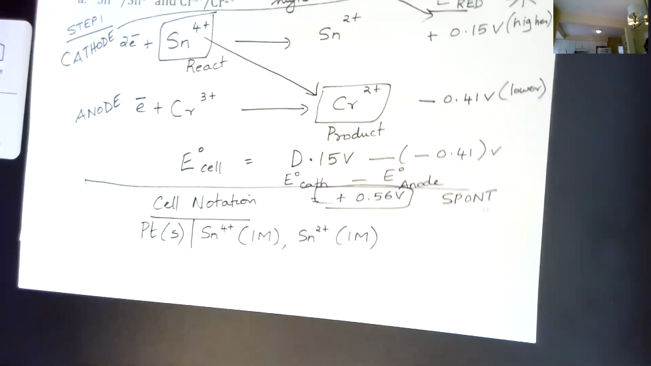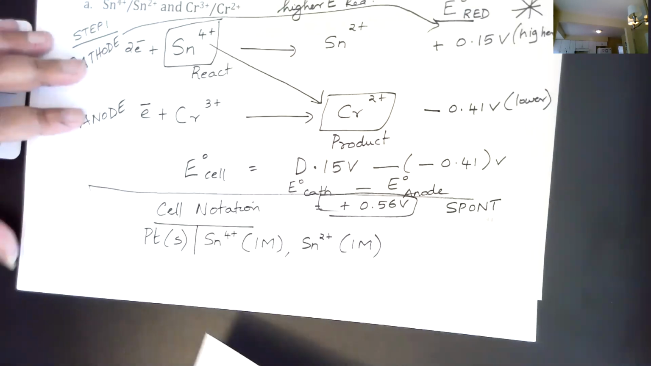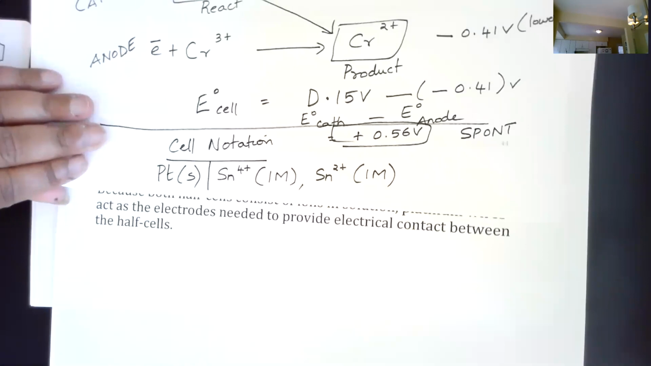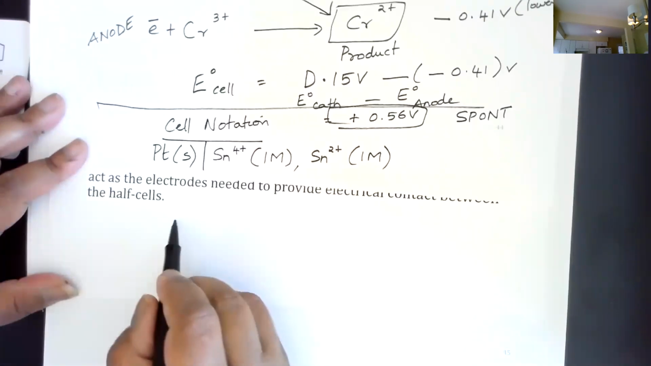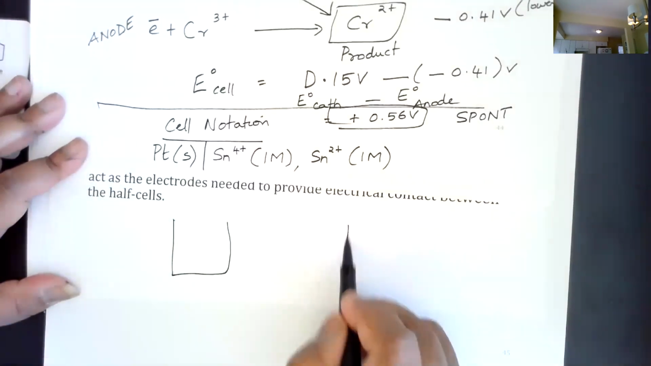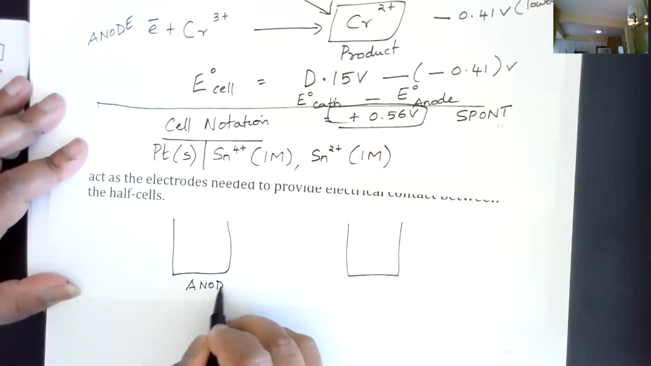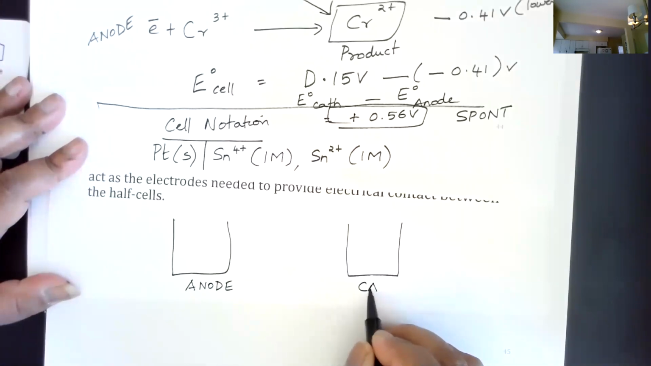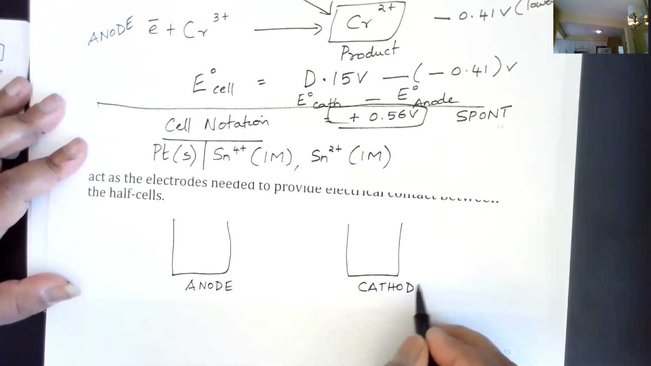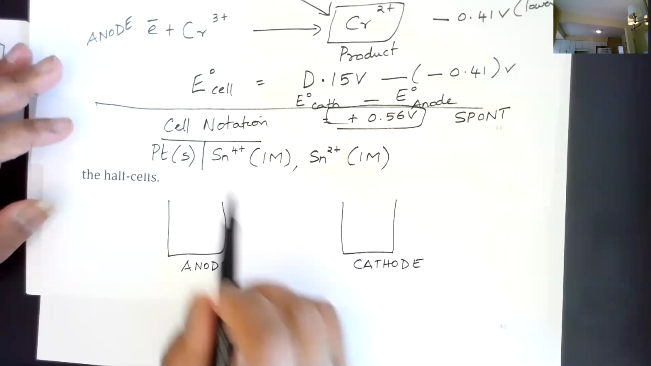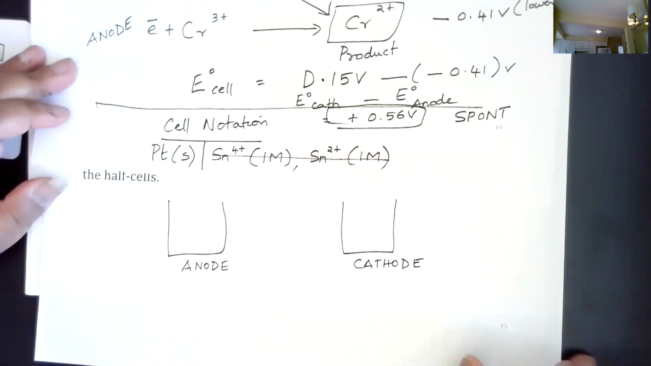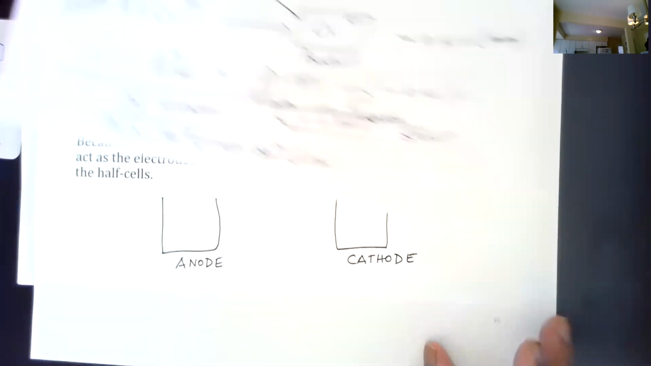What was the mistake that I made? How do you write the cell notation? Oh, you forgot the Cr? Yeah. So you write the anode first, right? And then the cathode. So I started off incorrectly. Okay, I'm going to rewrite it here.